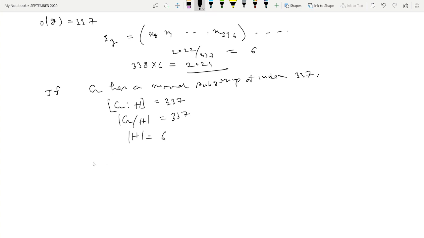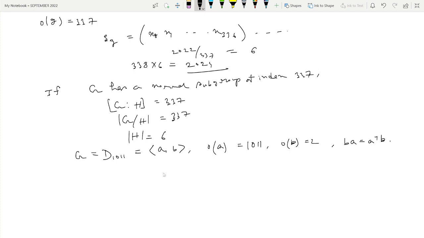So now see here, H is a normal subgroup of order 6, and we are considering the group G equal to D1011, which is generated by two elements, say A and B, where the order of A is equal to 1011, that is n here, the order of B is equal to 2, and BA equal to A inverse B. This is the definition of a dihedral group.